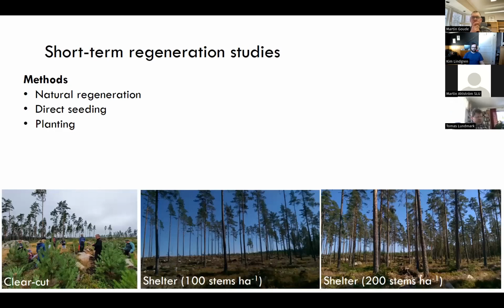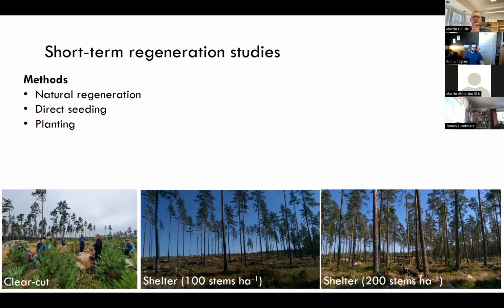And the results that I will mostly refer to come from the experiment located at Togel Estate, which is maybe a 20 minute drive from Alvesta. And this experiment was divided into clear cut, spare shelterwood of 100 trees per hectare, and dense shelterwood of 200 trees per hectare. And we also replicated this experiment 3 times in time. So the first replicate was established in 2017, the second in 2020, and the third one is about to be established this year, this spring.